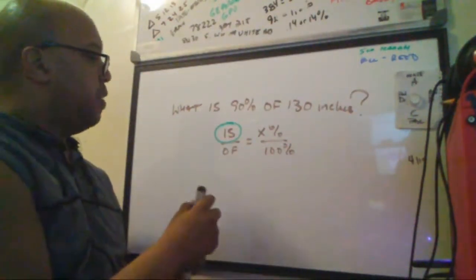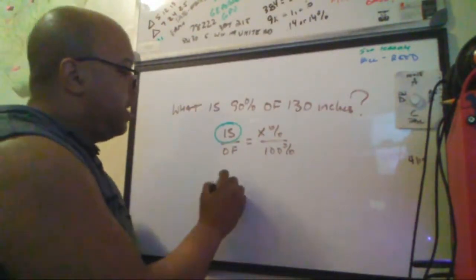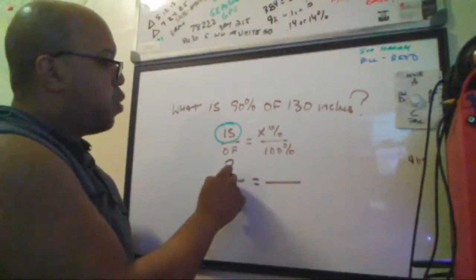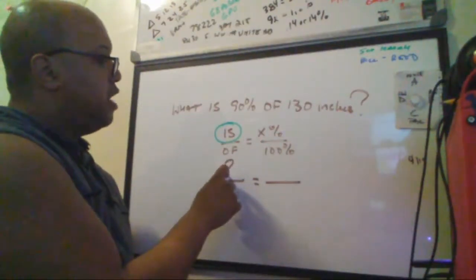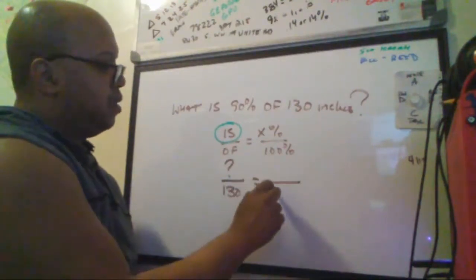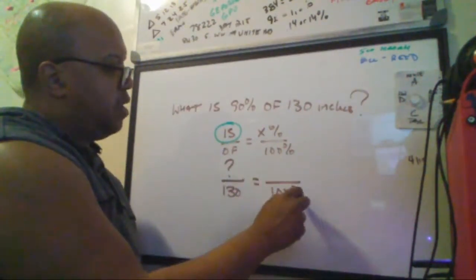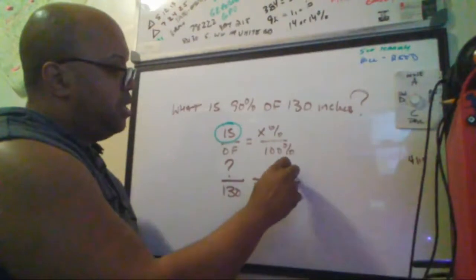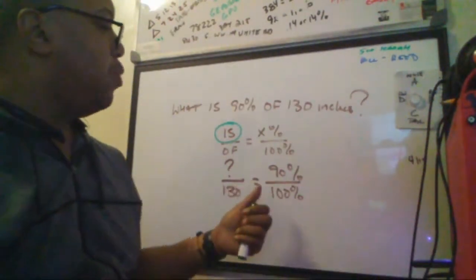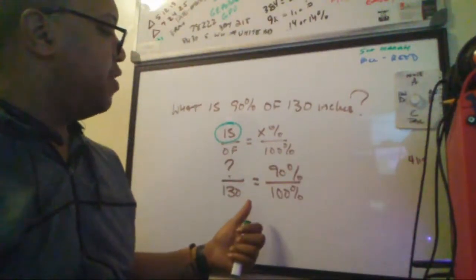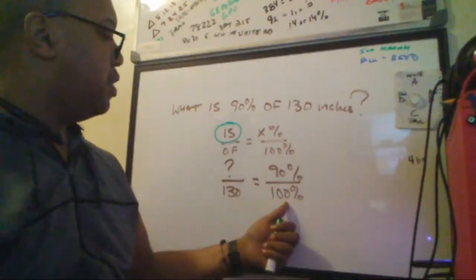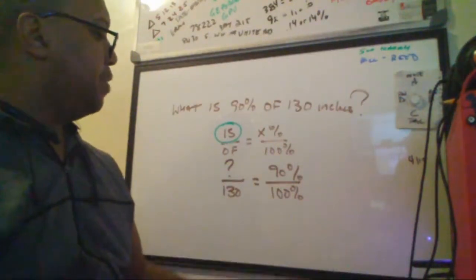So we're going to make the same equation, but we're going to plug in numbers. So this is the question mark, 90% of 130 inches, over 100%. And this would be 90%. Now basically, in this case, normally what we would do is cross multiply and divide. So it would be 90 times 130, and then we would divide by 100.